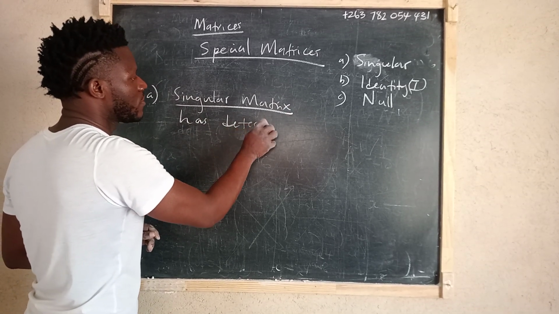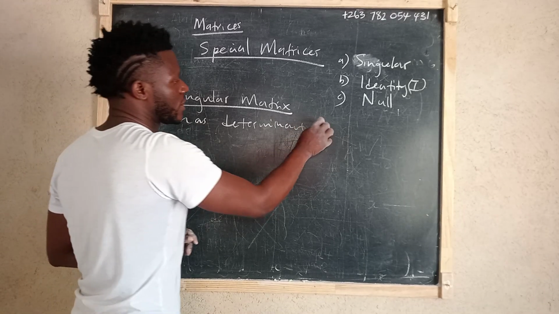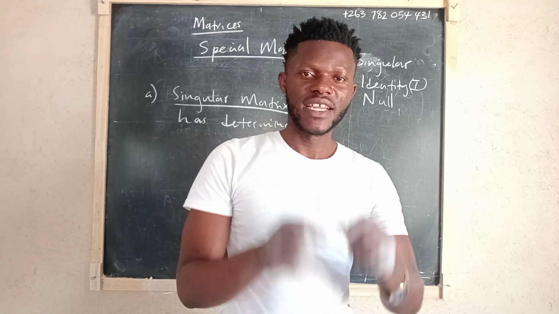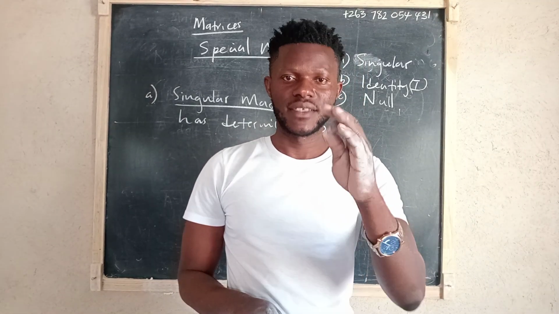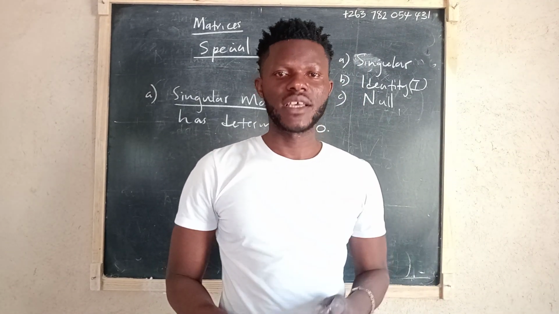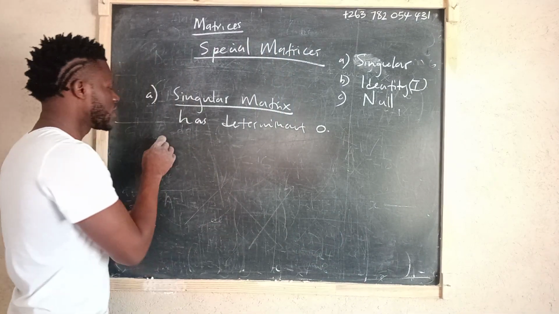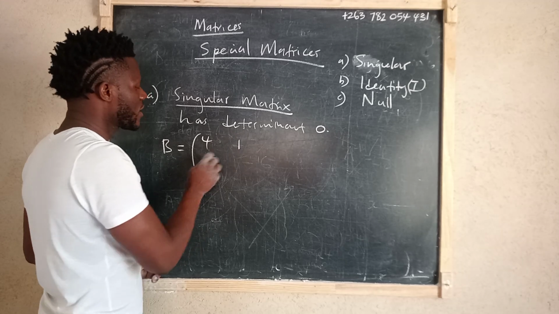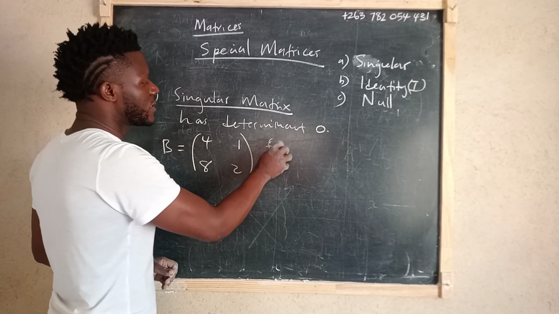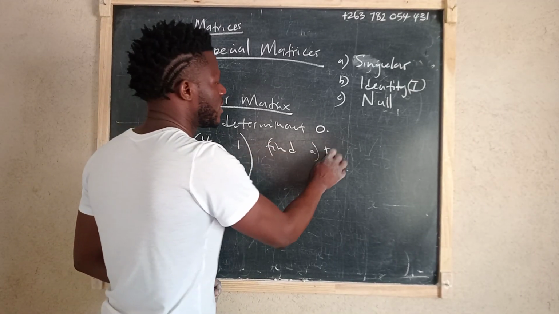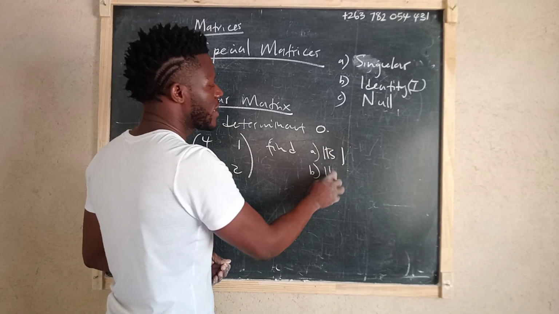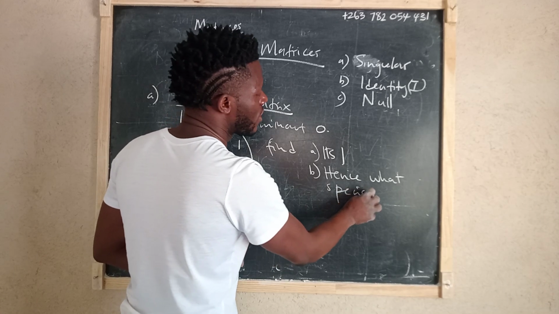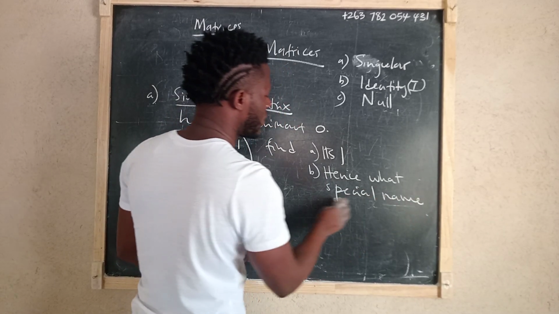A singular matrix is a matrix such that when you calculate its determinant, you get the answer 0. So in such a case, it's a special case, we call it a singular matrix. For instance, given that B equals 4, 1, 8, and 2, then they say find the determinant of matrix B. Hence, what special name is given to the matrix?